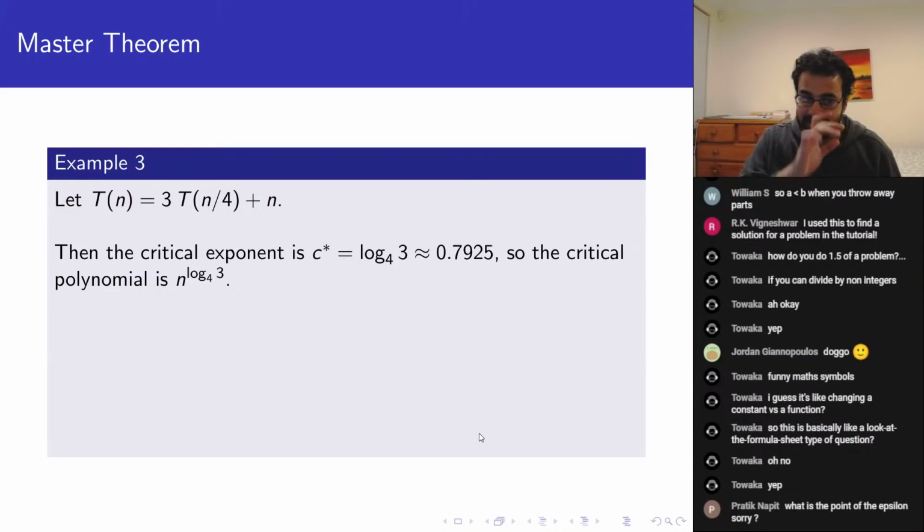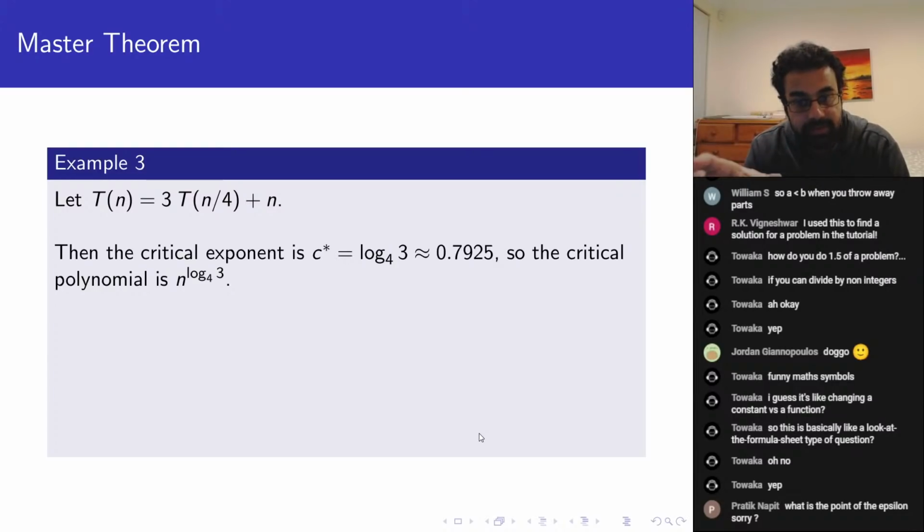I'm going to talk about the epsilon later. The epsilon basically guarantees that there's some actual separation between f(n) and the critical polynomial, not just differing by a log factor, for example. So we're going to come back to that. Remind me if I don't. I'll talk about it in example 4.